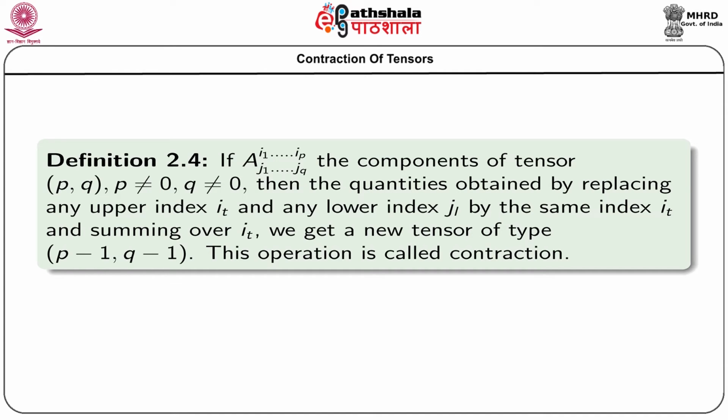If A^{i1 i2 ... ip}_{j1 j2 ... jq} are the components of a tensor of type (p,q), where p is not equal to 0 and q is not equal to 0, then the quantities obtained by replacing any upper index it and any lower index jl by the same index it and summing over it, we get a new tensor of type (p-1, q-1), that is one less from the contravariant index and one less from the covariant index. This operation is called contraction.